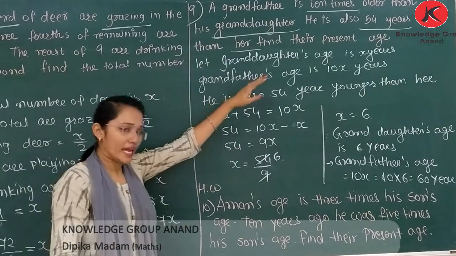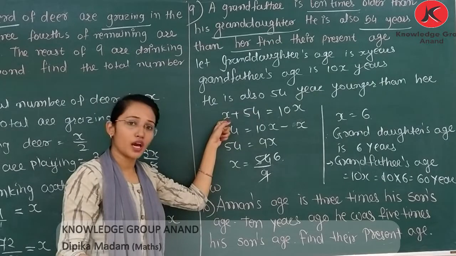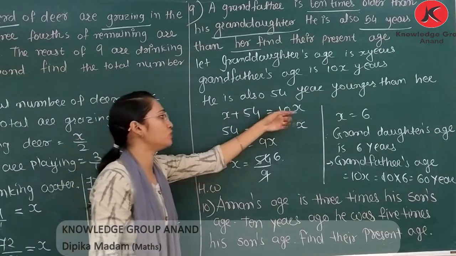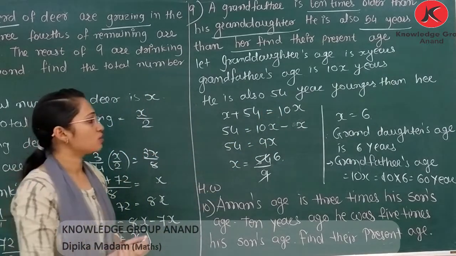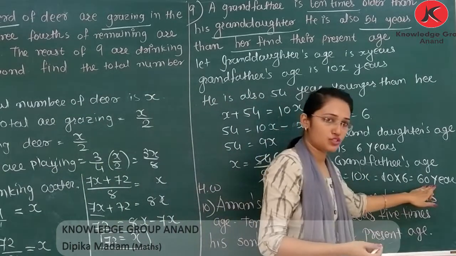One is that it is 10 times the granddaughter's age, so 10x, and that is also 54 years more than the granddaughter's age. So we can write x plus 54 is equal to 10x. If we solve the equation, we will get x is equal to 6. So the grandfather's age will be 10x, that is 10 into 6, 60 years.